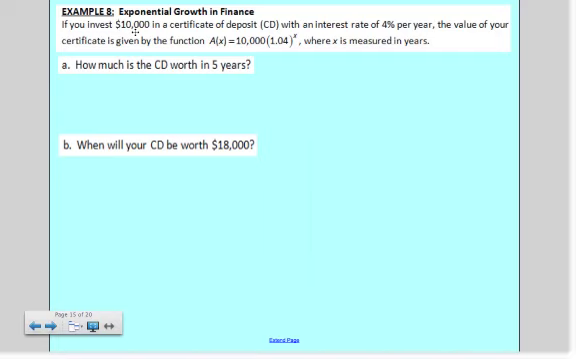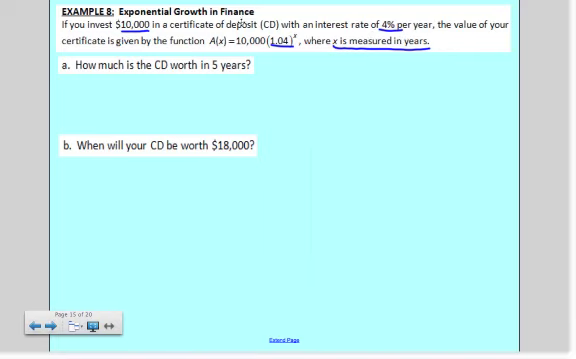If you invest $10,000 in a CD with an interest rate of 4% per year, the value of your certificate is given by this function. A of x equals 10,000 times 1.04 to the x. Now, the 10,000 there comes from the initial deposit, and the interest rate of 4%, where do you see that hiding? It's right here. It's the 0.04 added to 1.